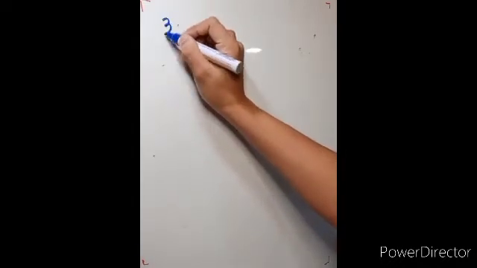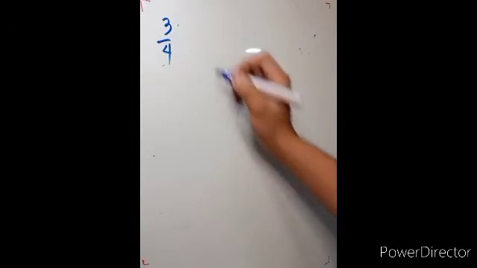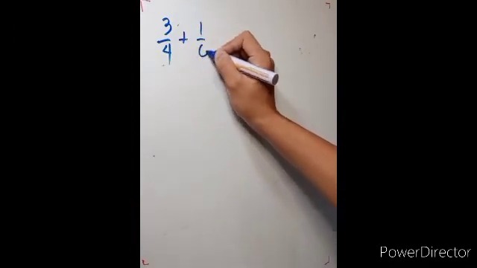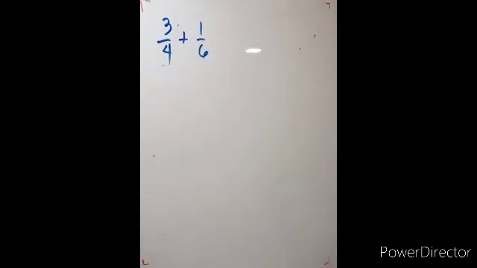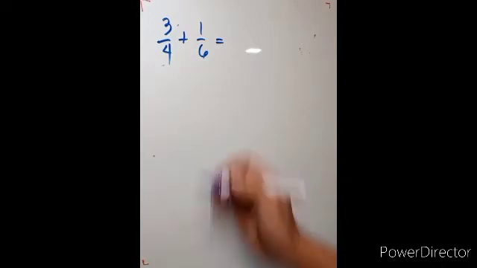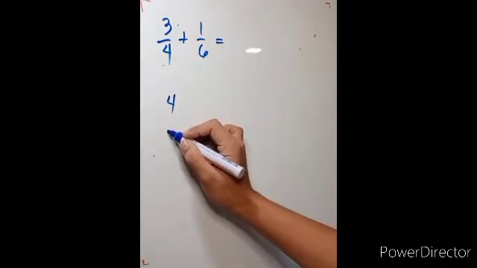Next, if we have dissimilar fractions, how are we going to add them? So for our example given, we have 3/4 plus 1/6. So we are going to find the LCM. So LCM is the least common multiple among the two given denominators. So for example, we have 4 and 6.